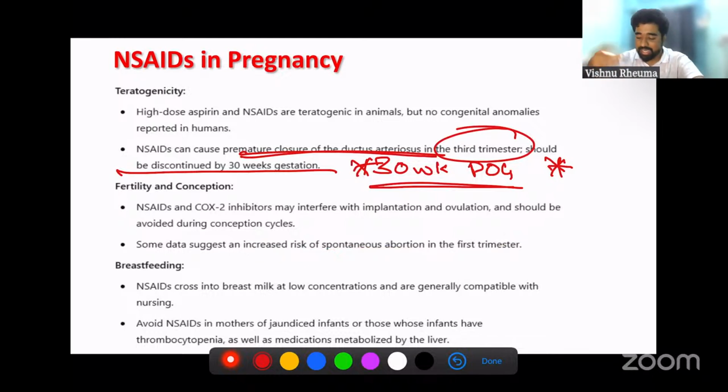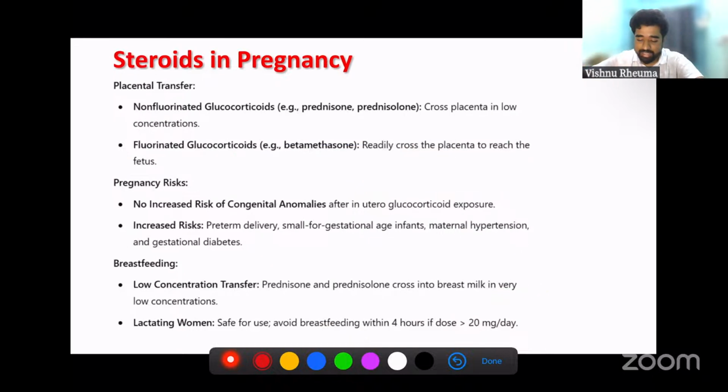They can cross into breast milk at low concentration. However, they are compatible with nursing unless the baby is jaundiced. Then there is an increased risk of hepatitis that can occur, especially with something like aspirin, where Reye syndrome can occur. So you should avoid them if the infant is jaundiced.